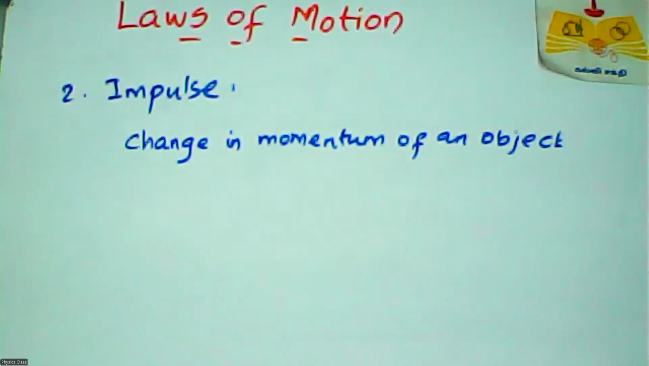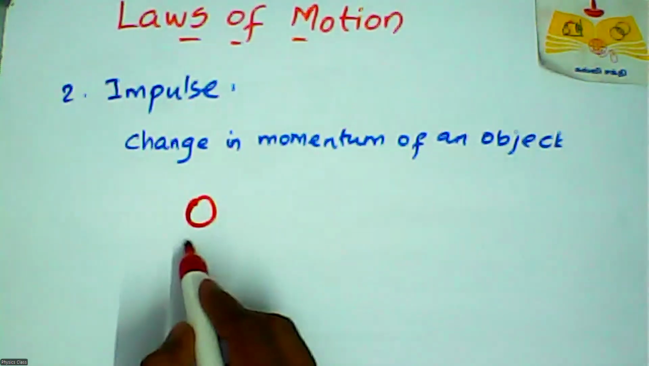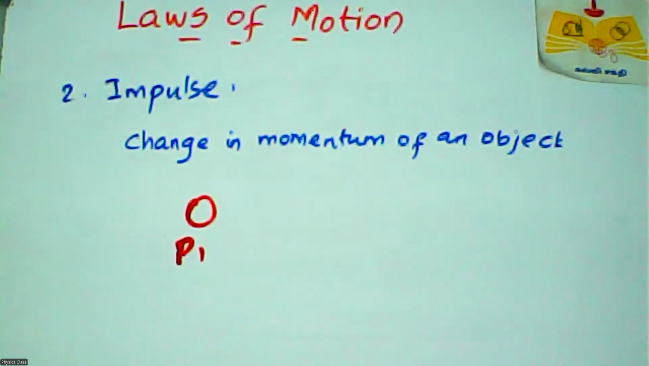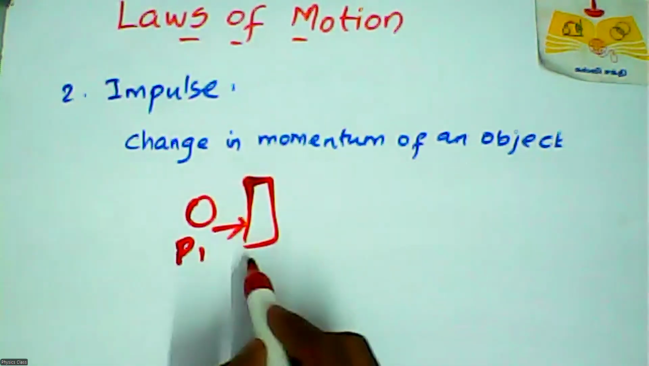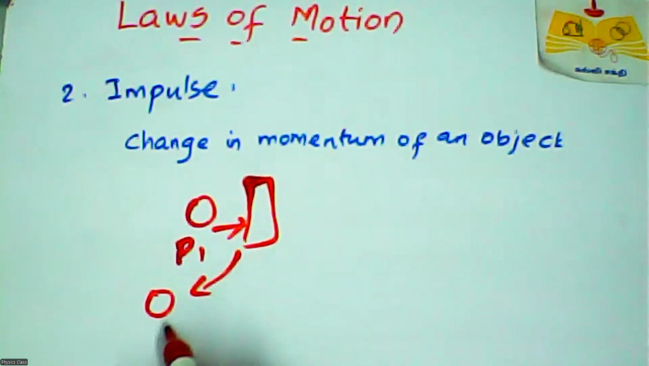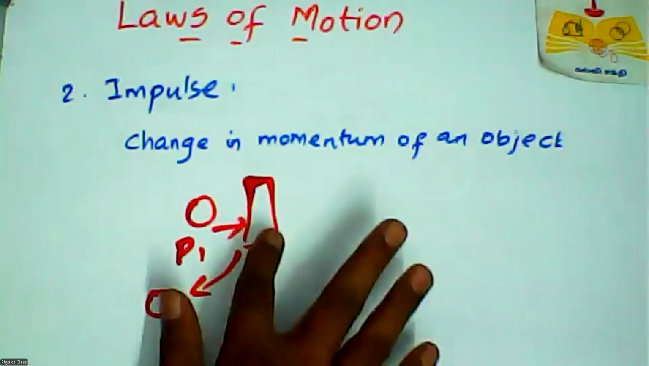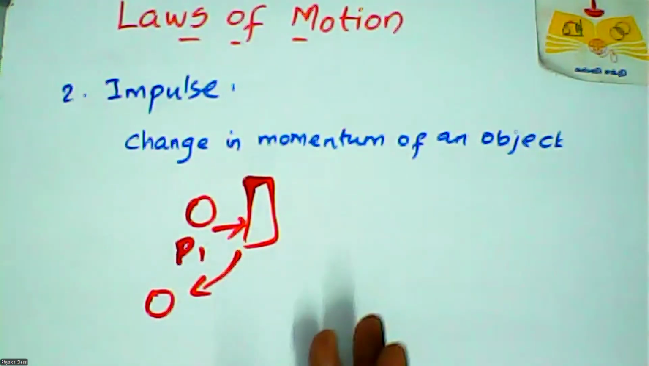Suppose one ball has some momentum P1 before collision. After collision with some wall, that ball goes here, so now the ball's velocity may change. Mass does not change. Mass is universally constant; it does not change any second, anywhere. Mass does not change, but velocity will change according to that object.